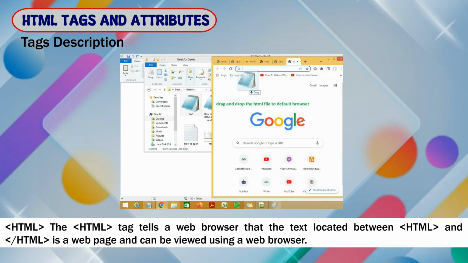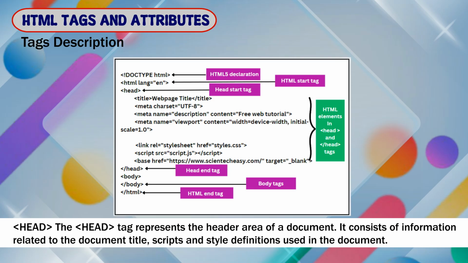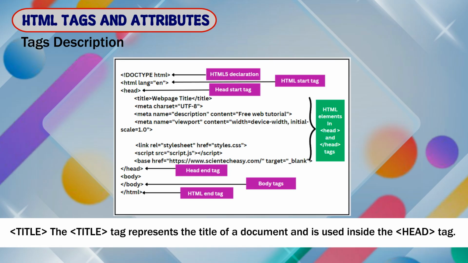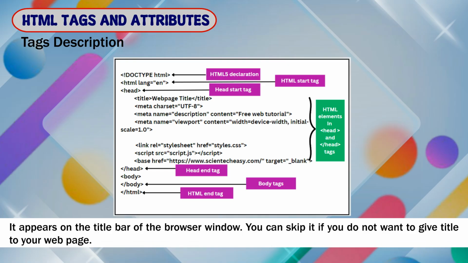Tags description. HTML. The HTML tag tells a web browser that the text located between <html> and </html> is a web page and can be viewed using a web browser. Head. The head tag represents the header area of a document. It consists of information related to the document title, scripts and style definitions used in the document. Title. The title tag represents the title of a document and is used inside the head tag. It appears on the title bar of the browser window.